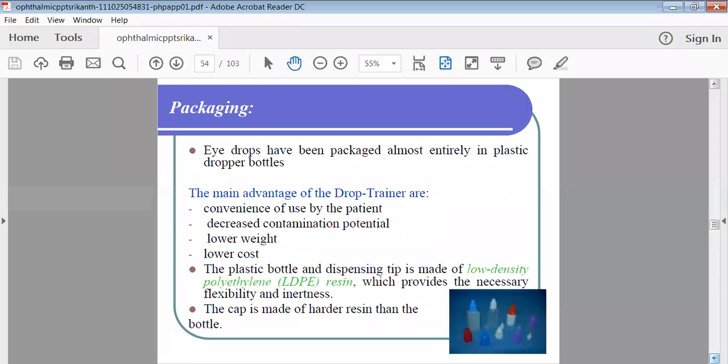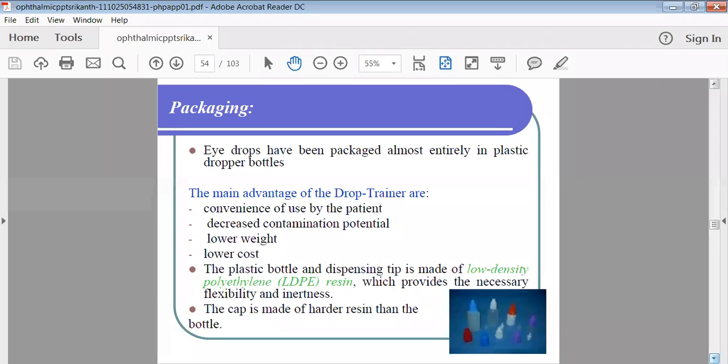Then, regarding the packaging of your eye drops, eye solution and eye suspension, generally they are packed into plastic containers. Previously, we were using glass bottles, but nowadays we have plastic containers with the same utility as glass bottles. Because of the cheapness, less fragility and transparency like glass, we are using plastic bottles or plastic droppers and bottles for the packaging of eye solution, eye drops and eye suspension.